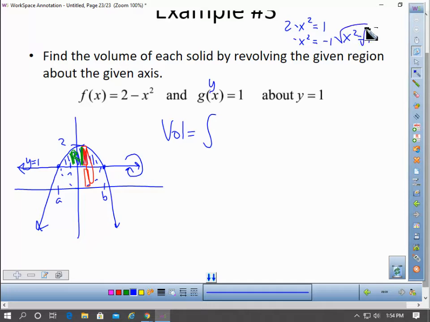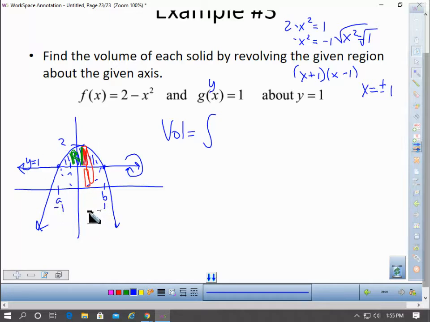So if you take the square root, or you could pull this over and factor it, you would have x squared minus 1, and you would factor x squared minus 1 into x plus 1 and x minus 1. So you could do it that way too. So your two solutions, x equals positive and -1. So that means -1 and +1. So those are my two x coordinates where these two things intersect each other. So we're going to integrate from -1 to +1.